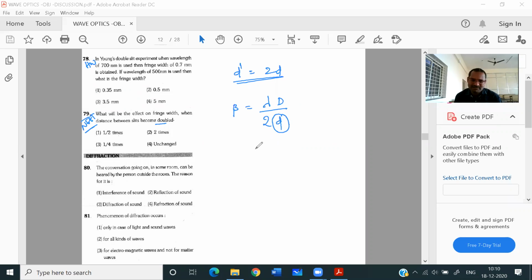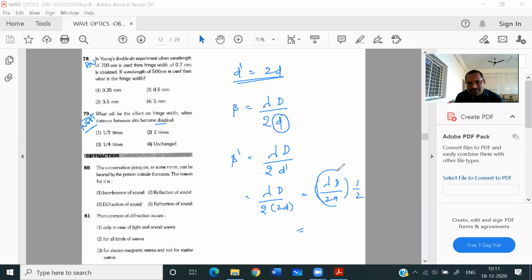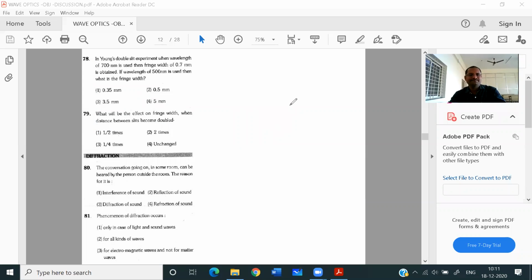Half. See, beta dash will become: lambda is not changing, capital D is not changing, and d becomes 2 times d. So lambda capital D by 2 times d, which can be written as lambda capital D by d into 1 by 2. Lambda capital D by small d is the original beta. So it will become beta by 2, which means half. Easy question, you have to understand this. Okay, question number 80.